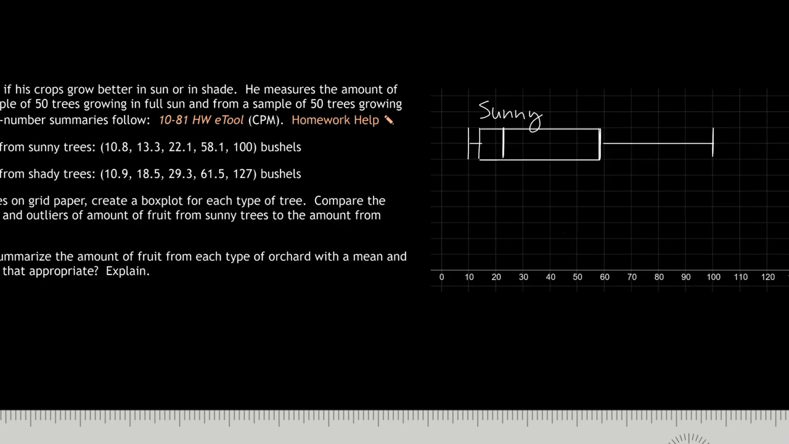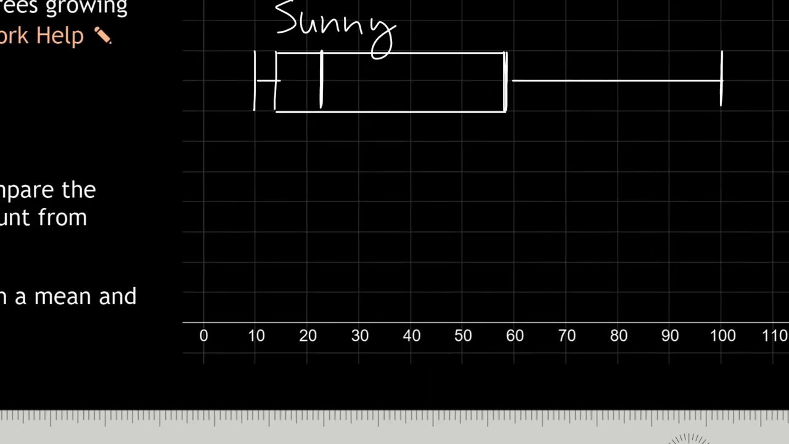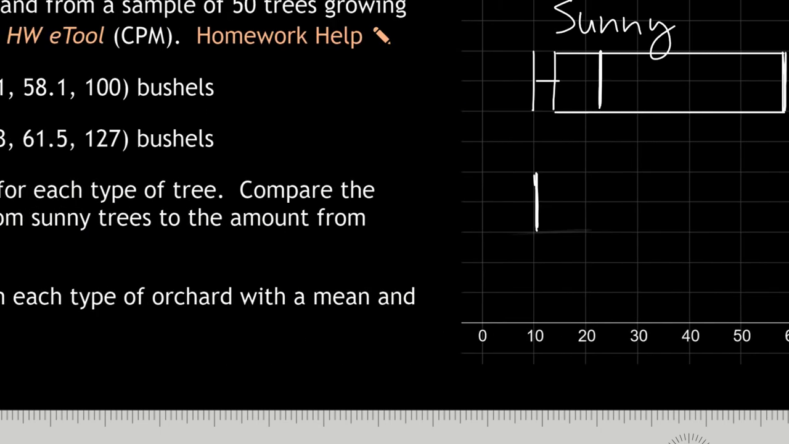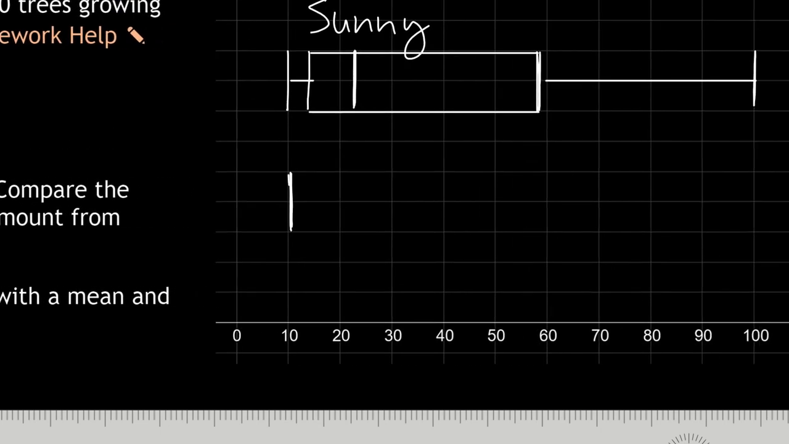So the shady trees, we start with 10.9, which is very close to the 10.8 we had. Very close to 11. And then from the 10.9, I'm sorry, I lose track. At 18.5, oh good, I get to go 18.5. So here's 15. So a little bit, there we go. We'll say this is 18.5.